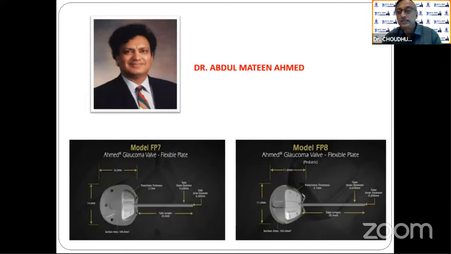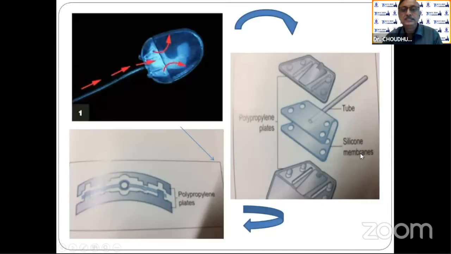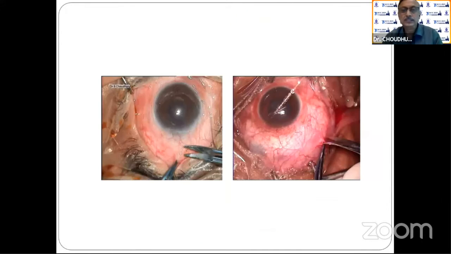This is Abdul Mateen, the person who made the Ahmed glaucoma valve. The FP7 and FP8 models are for adults, and this one is for the pediatric group. And this is how the valve works. It is a valve with a silicone membrane which opens up when the intraocular pressure is high, and closes again when the intraocular pressure is low.